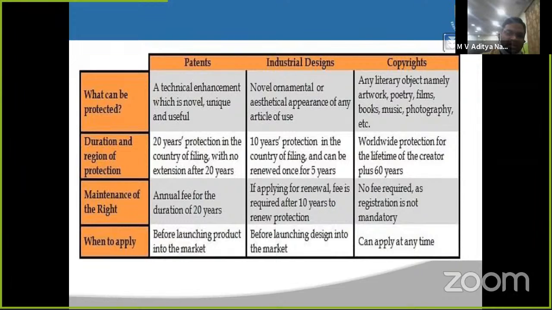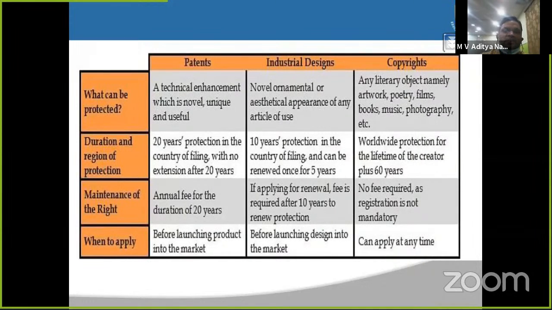In the case of patents, you have to maintain it annually. In the case of industrial design, you have to maintain it after 10 years, and then you can renew it for 5 years. And in the case of copyright, no fee is required to maintain it, as the registration is not mandatory.